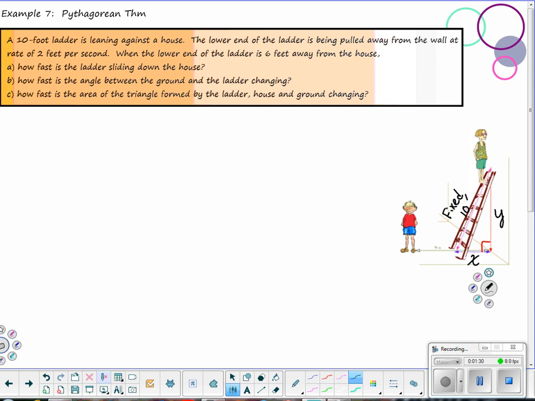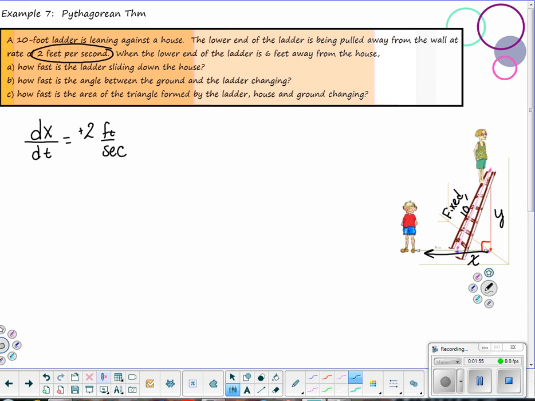And the lower end of the ladder is being pulled away from the wall at a rate of 2 feet per second. All right, so my dx dt, since that's the horizontal movement here, would be 2 feet per second. This will be a positive 2 because I'm lengthening x as it gets pulled away.